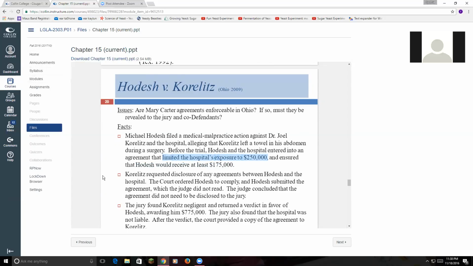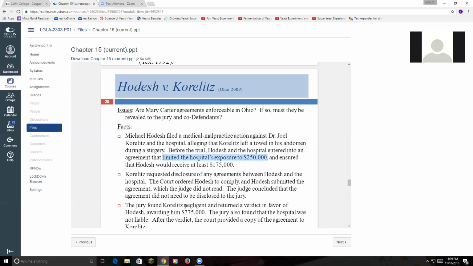Okay, well, the doctor, probably recognizing that the hospital's maybe not completely on his side at this point, wants to get whatever agreements might exist between the hospital and the patient. The agreement is turned over to the judge, but the judge doesn't even look at it. He puts it under seal and doesn't disclose it to the jury.